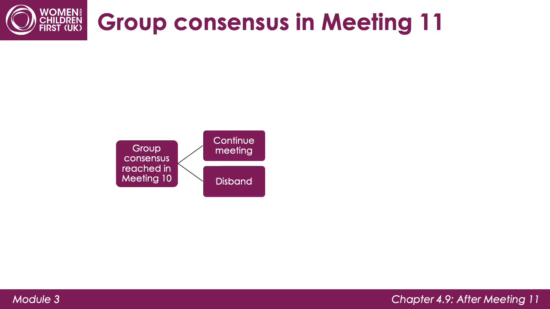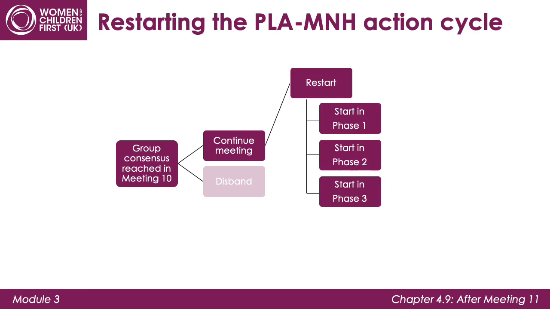In meeting 10, the group will have reached a consensus about how they want to move forwards. Specifically, they will have decided whether they want to continue meeting or they want to disband. Let's look at each of these decisions in turn, starting with the groups that have decided to continue meeting. If the group has decided to continue meeting, in meeting 10, they will have decided where they think it would be best to start the next cycle of meetings.